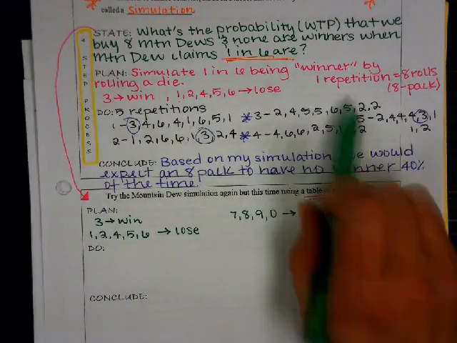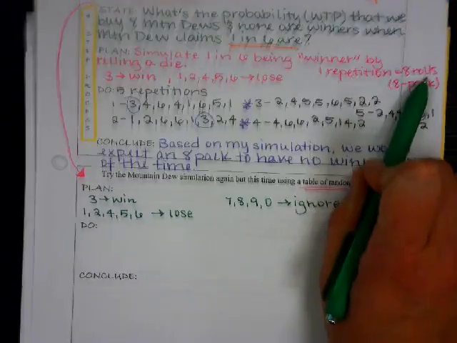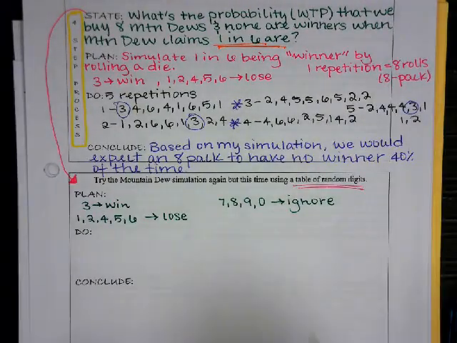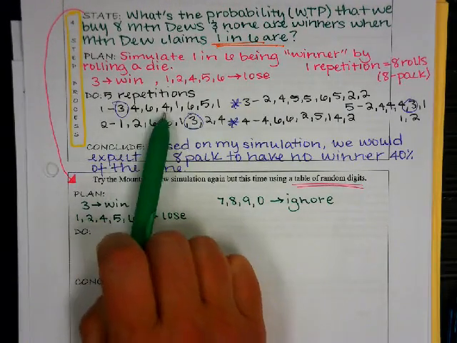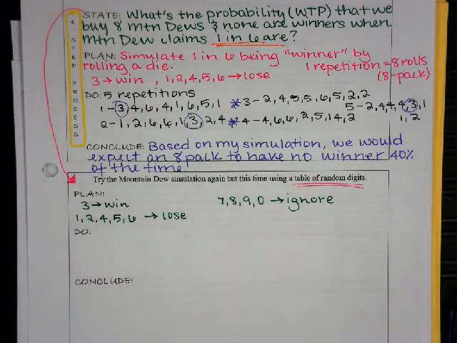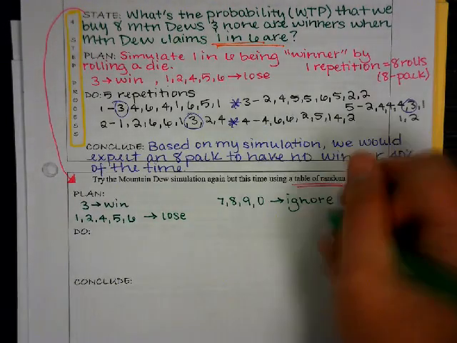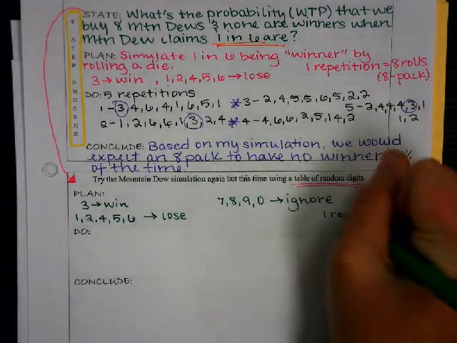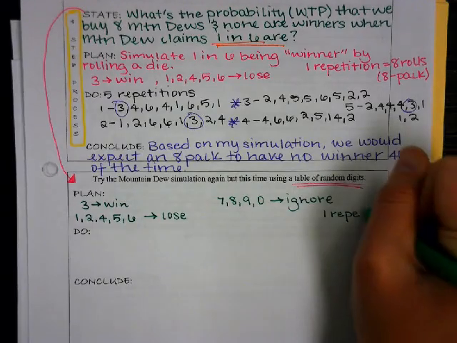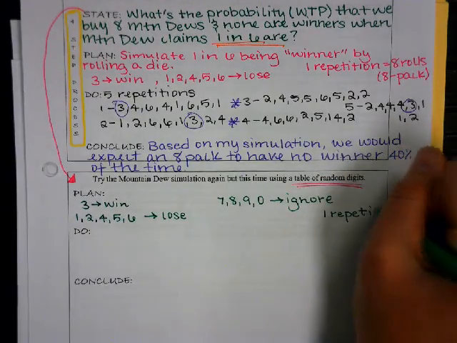Just like before, 1 repetition is going to be 8 numbers. I can have repeats, just like I had repeats up here. So I had 4 twice, 6 twice. The numbers don't represent people in this situation, so I can have repeat numbers. So 1 repetition is going to be 8 numbers between 1 and 6.